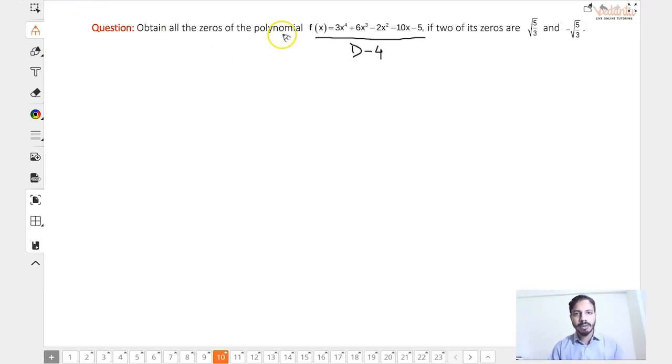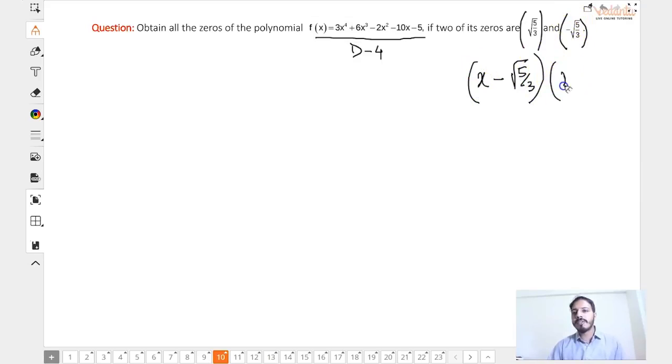So all these polynomials which will be real. So what is left? You are left with 2 more zeros. How do you find those 2 more zeros? Now we know that if I have a zero, I can write down the factor of this. So this zero will give me a factor x minus 5 by 3. And this zero will give me a factor x plus square root of 5 by 3.